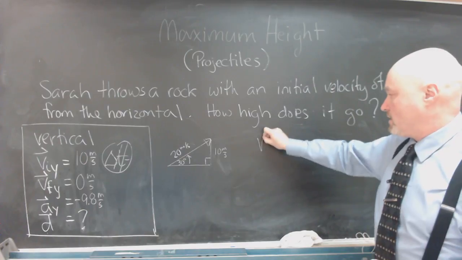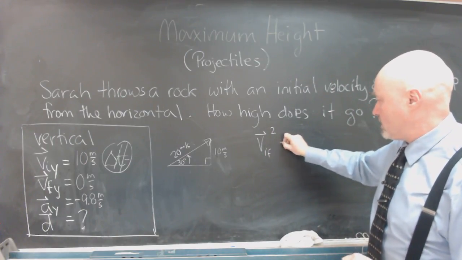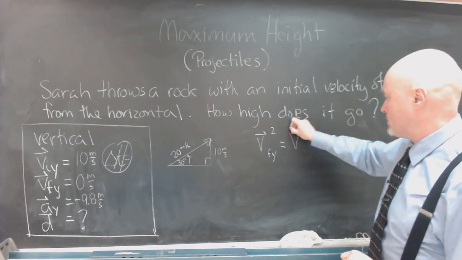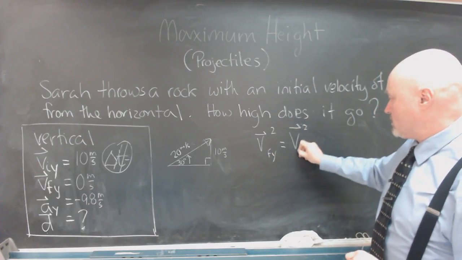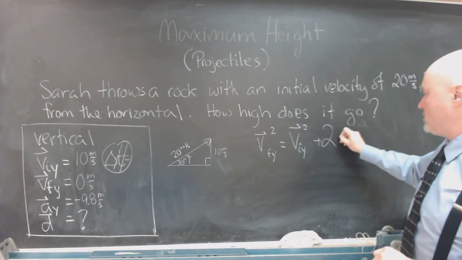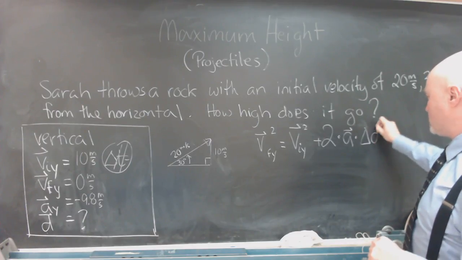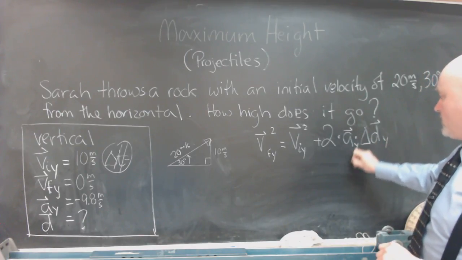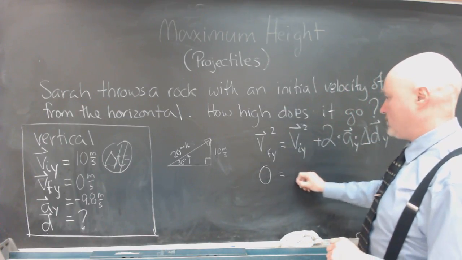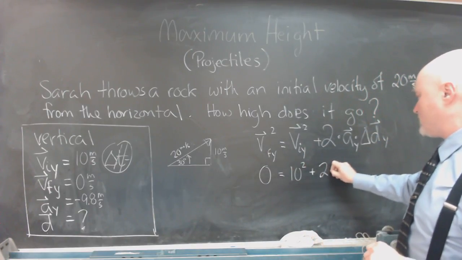Good. Here is the equation, and I'm not sure which one it is. It might be equation 2, but the final velocity in the y direction squared is equal to the initial velocity in the y direction squared plus 2 times the acceleration times the change in displacement in the y direction. And this is 0, and the initial velocity we worked out is 10. We're going to be squaring that.